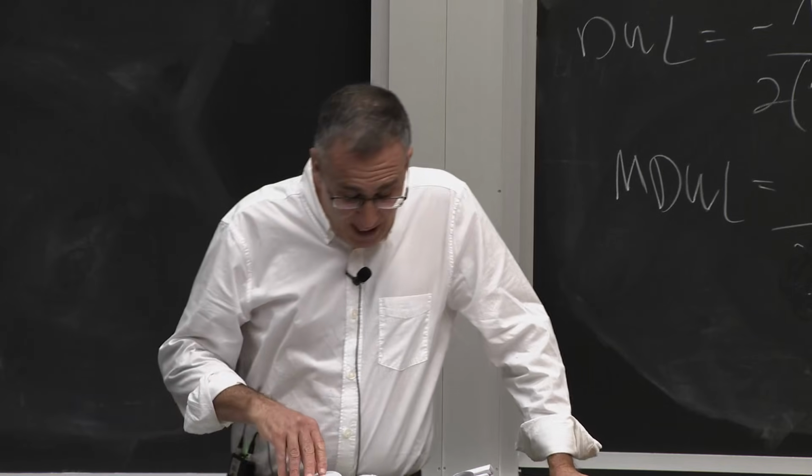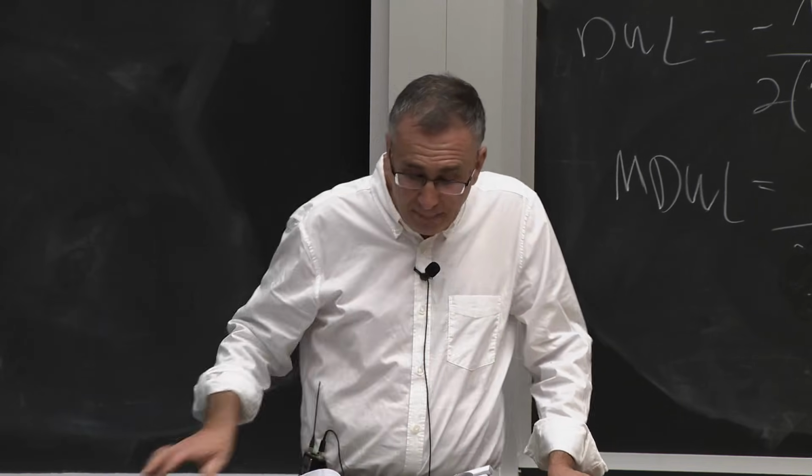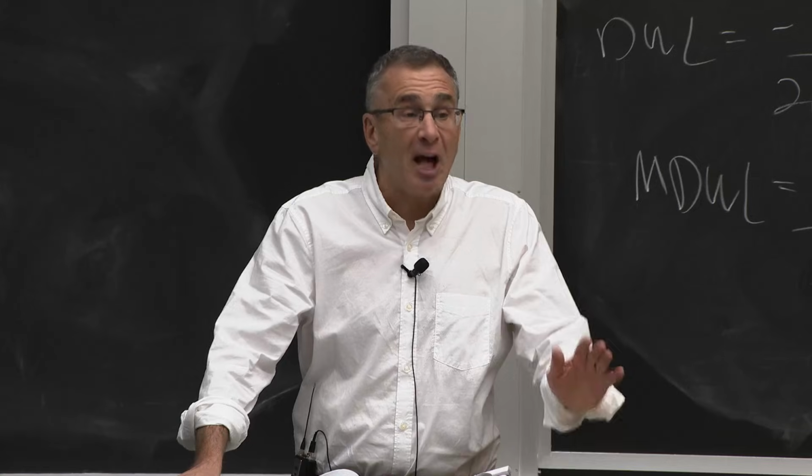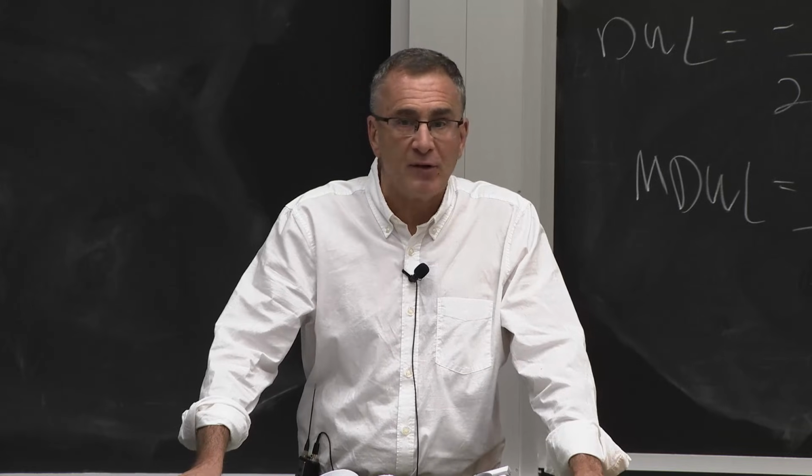In figure 20-7, we show the initial equilibriums in this market. On the left is a figure for the low wage worker. On the right is the figure for the high wage worker. We're going to say they are initially in equilibrium, working 1,000 hours a year. So the low wage worker is at point A, working 1,000 hours a year at a wage of $10. The high wage worker is at point D on the right-hand side, working 1,000 hours a year at $20 an hour. This is a complicated example. Please stop me at any point if it's not clear.